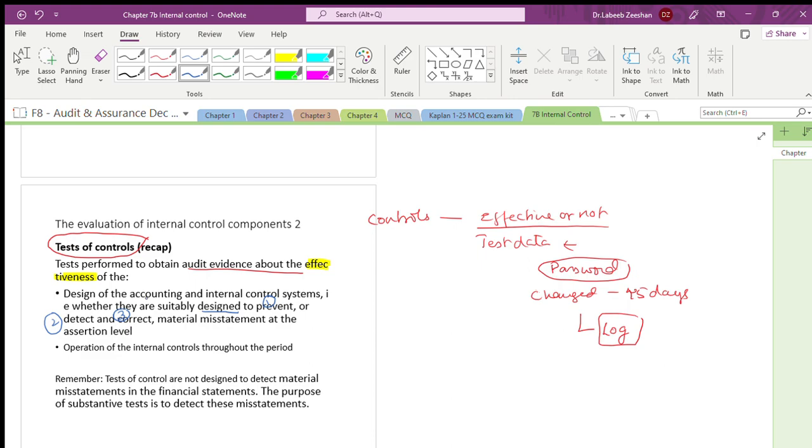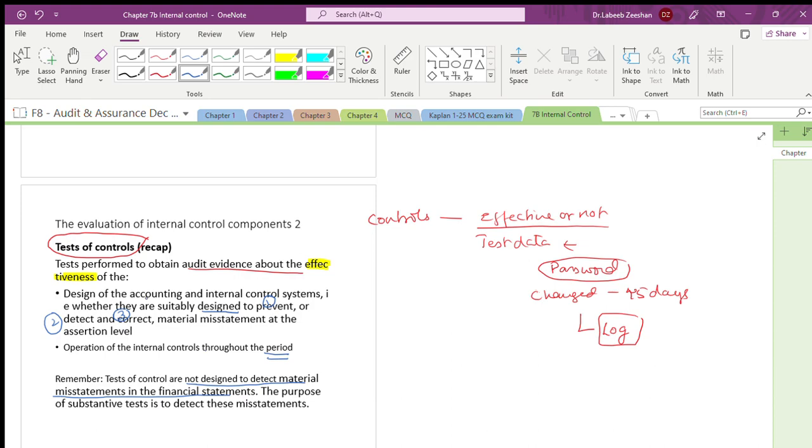It is an operation of internal controls throughout the period. We are not going to say that testing is for one day or one time. No, testing will be done all through the period. Remember, test of controls are not designed to detect material misstatements in the financials.